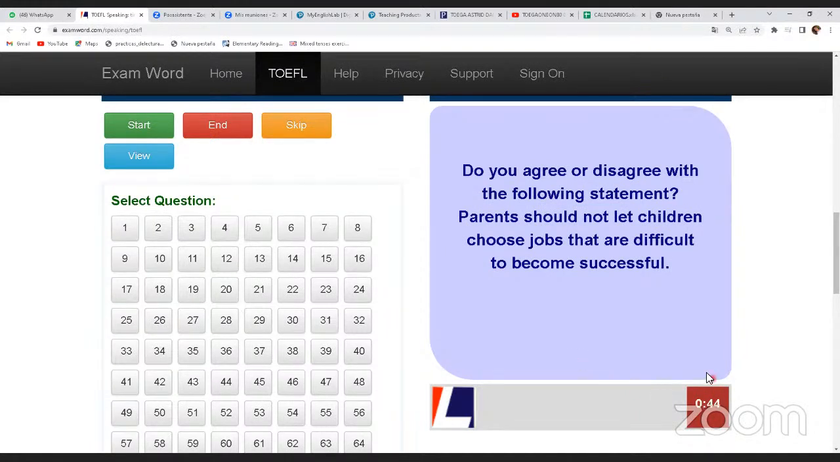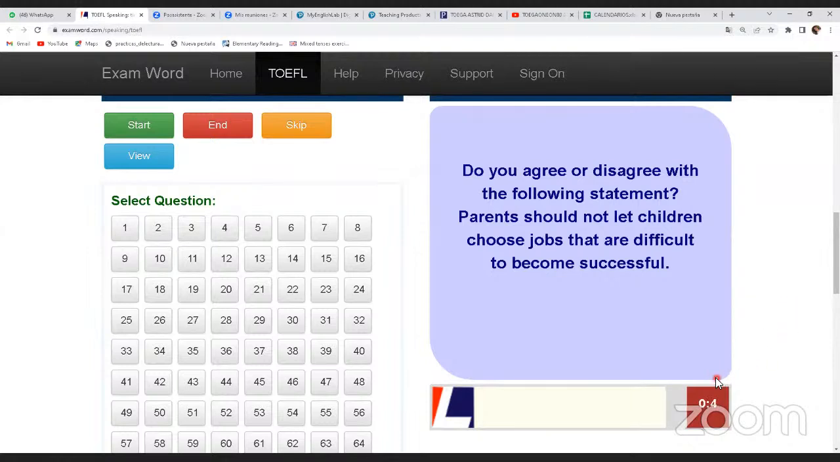Please begin speaking. Okay, so now you can see the time, we're gonna suppose that it's gonna be my question. I agree with the following statement that parents shouldn't let children choose jobs that are difficult to become successful because they need to start with things, with jobs that are available. They're gonna be responsible to do it, and they're gonna have enough time because they also are in high school, so they're not gonna have enough time to do it.